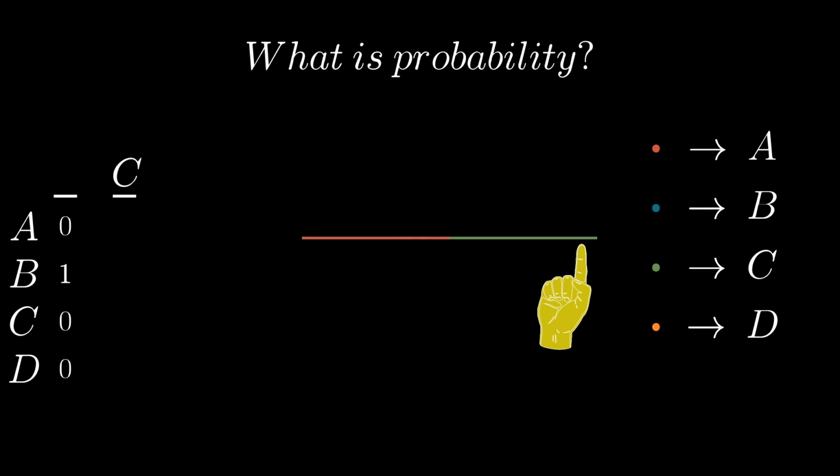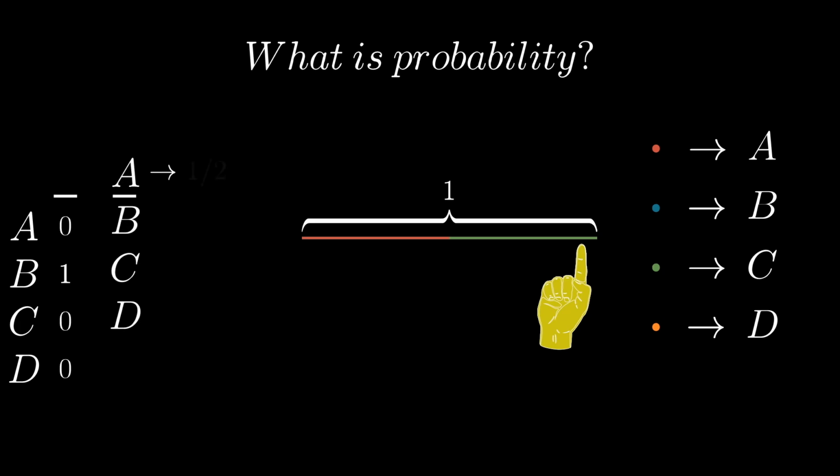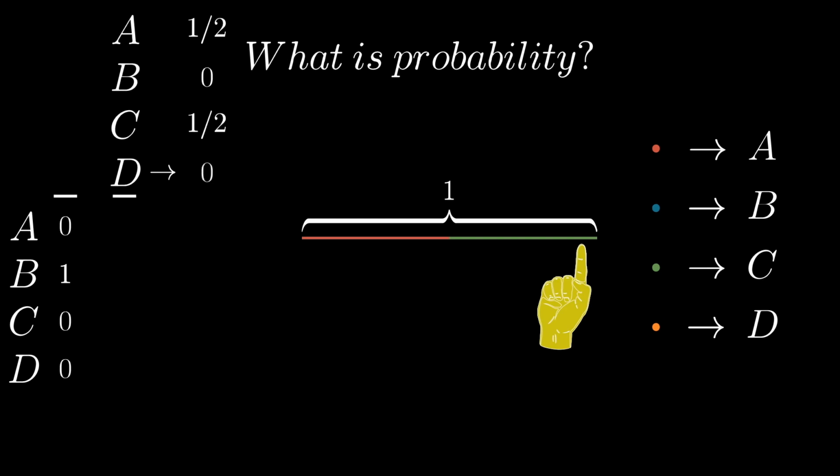Now, let's try to represent these 50-50 chances numerically. We know that the length of the stick is 1, so 1/2 of this length is red, and the other 1/2 is green. Looking at the color-to-letter correspondence, we can say that the probability of sequencing A was 1/2, B was 0, C was 1/2, and D was 0. Let's place these numbers below the second position.